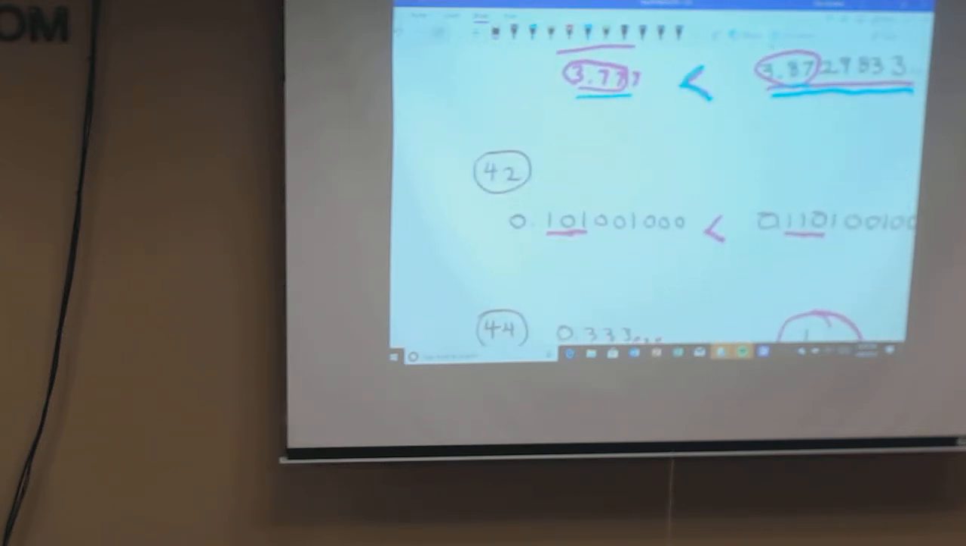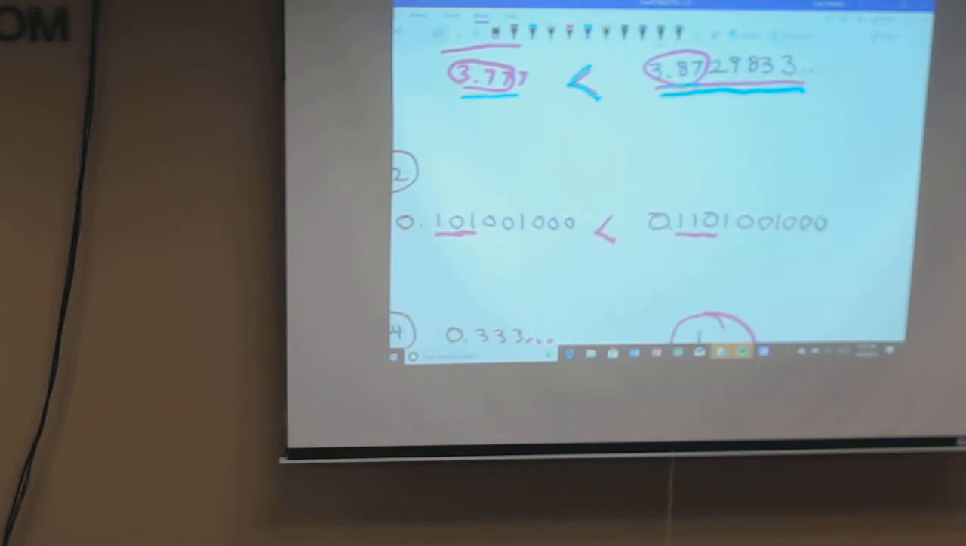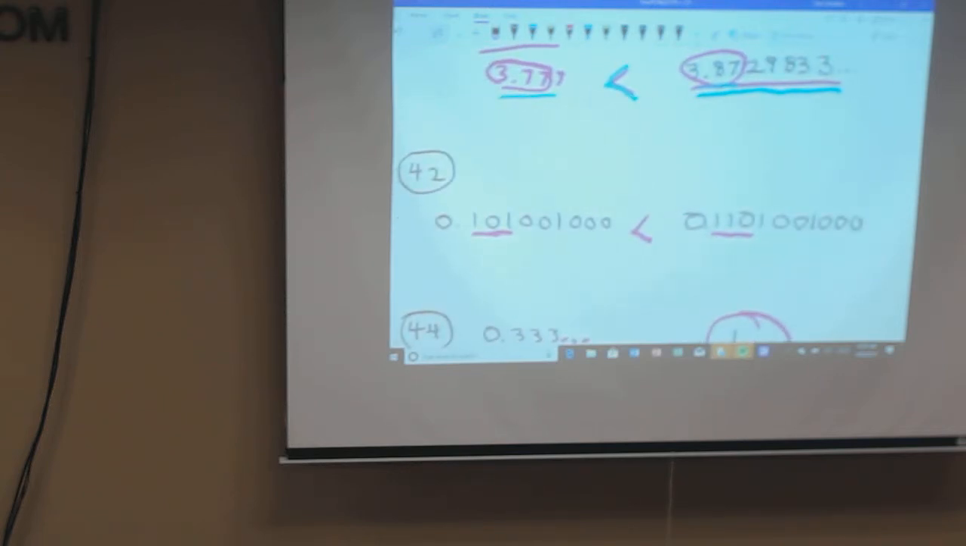Number 42. Okay, now this one terminates, and this one, doesn't it? 42? No, they both terminate, don't they? So I just go far enough till I can compare them. And 0.101 is less than 0.110.